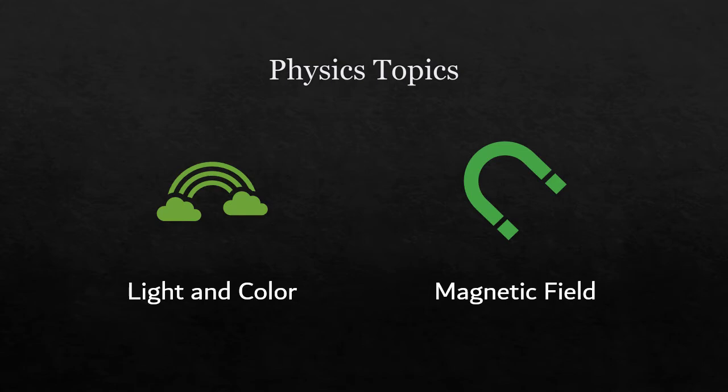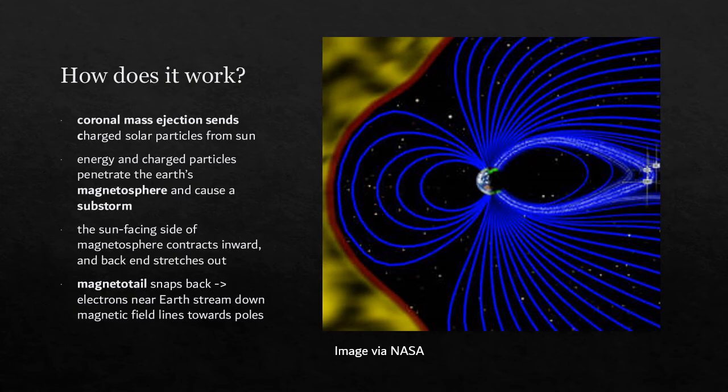The two main physics topics that will be covered in this presentation include light and color and the magnetic field. How does it work? A coronal mass ejection sends charged solar particles from the sun. These particles mainly consist of charged protons and electrons. The charged particles then penetrate the Earth's magnetosphere and cause a substorm, which is a disturbance of the Earth's magnetosphere.